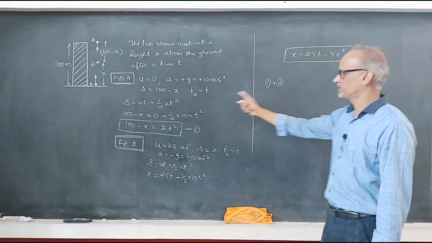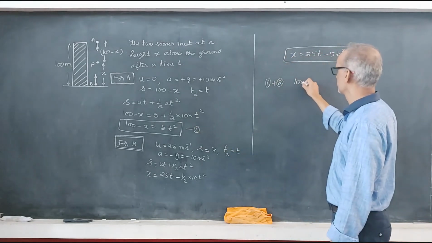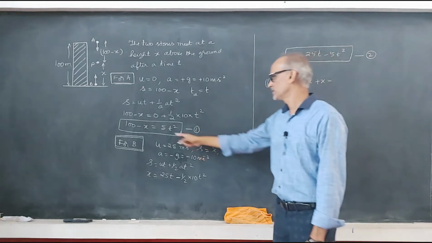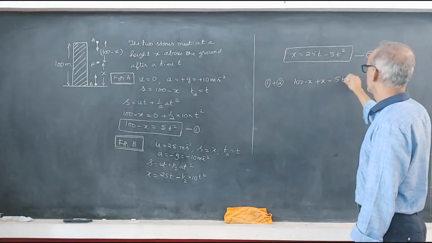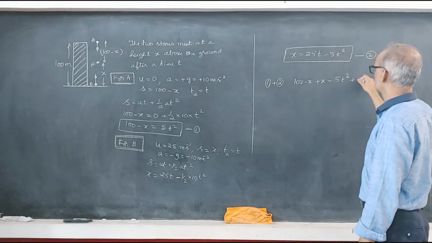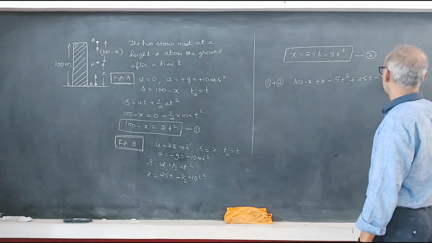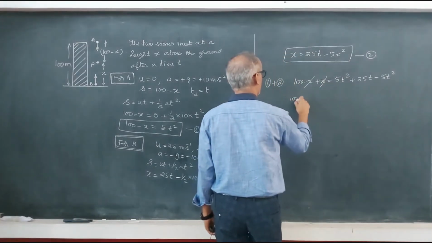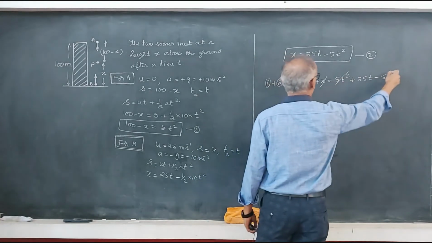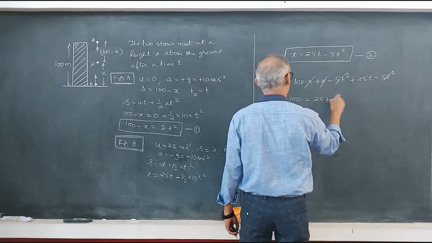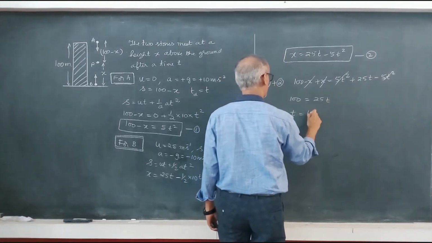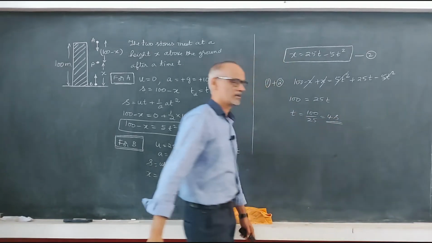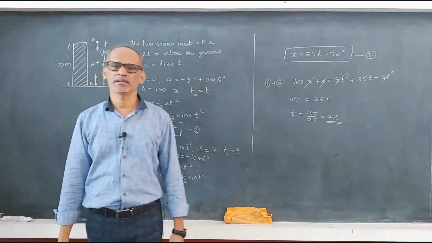When we add, on the left hand side we have 100 minus x plus x, and on the right hand side we have 5t square plus 25t minus 5t square. So this x will get cancelled. We get 100 is equal to, this 5t square will get cancelled, 25t. Therefore the value of t is 100 by 25, which is 4 seconds. That means the two stones meet after 4 seconds.